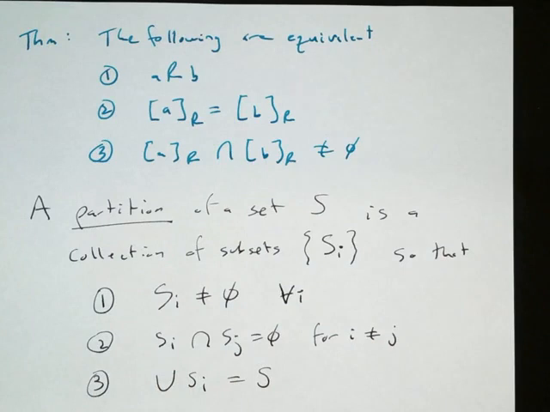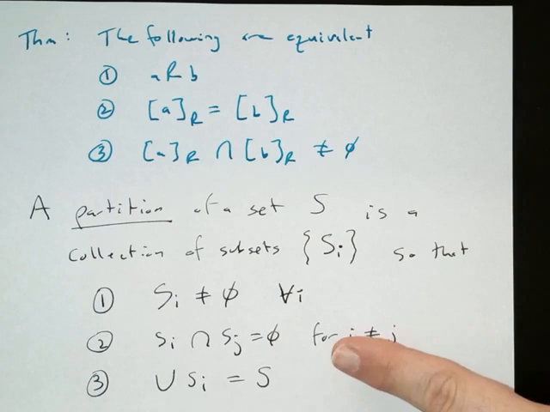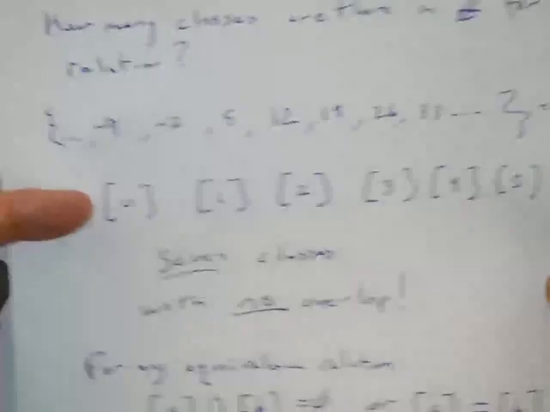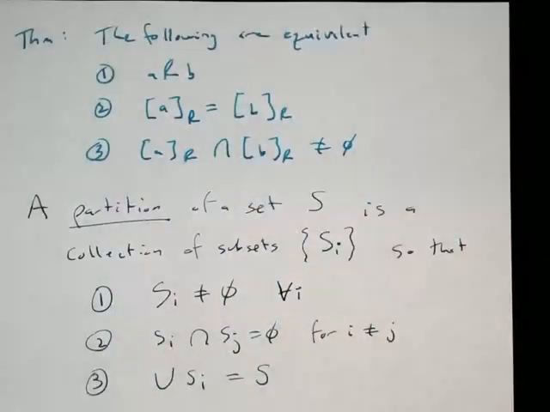If I have a set, I can form a partition of a set by creating a bunch of subsets that follow the following rules. None of the subsets are empty. The subsets have no overlap. And when you put them all together, you get the whole set. What we just built with our equivalence classes is a partition of the integers.